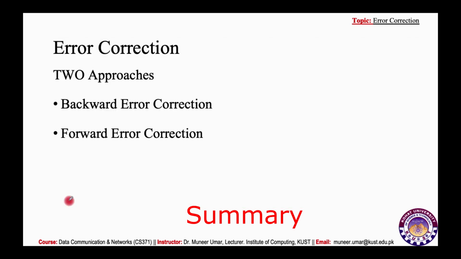Then we have two approaches, the backward error correction and forward error correction. Backward means the retransmission of data from the sender side, acknowledging the sender whether the data is received or not, and whether the data received is corrupted or not, and according to that the sender will retransmit the data if required. And forward error correction is the error correction at the receiving end. There is no need of retransmission. Some additional data which is capable of error correction is sent with the original data, and with the help of that additional data the receiver corrects the detected errors if there are any.